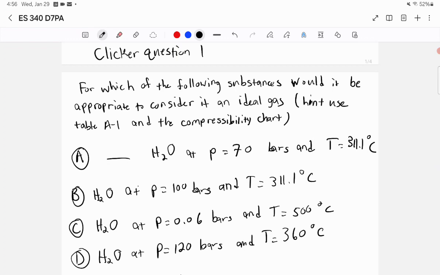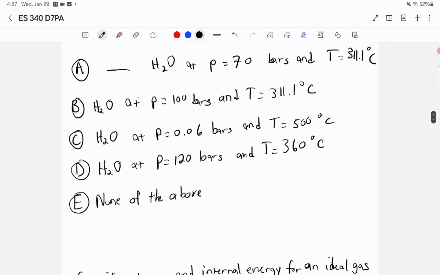Which of the following would it be appropriate to consider an ideal gas? Water at a pressure of 70 bars and a temperature of 311.1 degrees Celsius. Water at 100 bars and T at 311.1 Celsius. Water at 0.06 bars and T equal to 500 degrees Celsius. And water at 120 bars and T equal to 360 Celsius, or none of those.